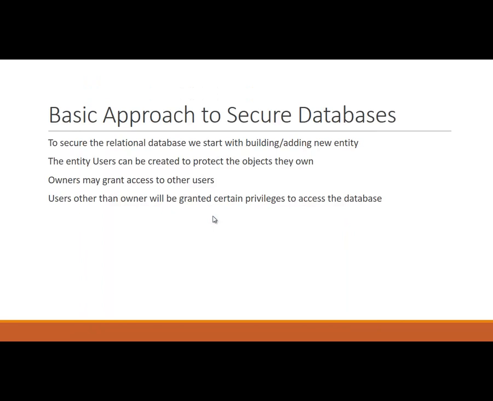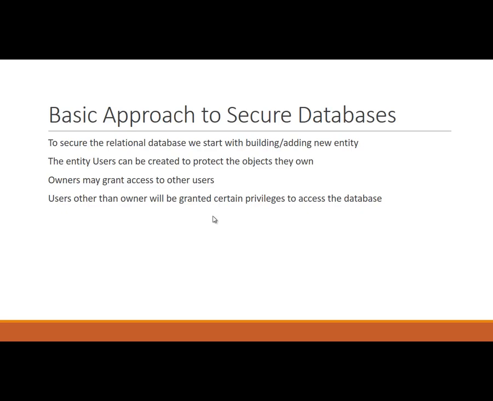Now, the basic approach that we are going to use in this introductory course is to secure the relational database by adding a new entity. This new entity is called users and can be created to protect the objects they own. So owners may grant access to other users. If you are the owner of the database, then you can grant access to different people to certain levels or certain files within the database.